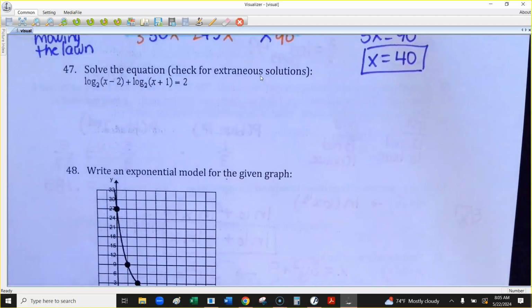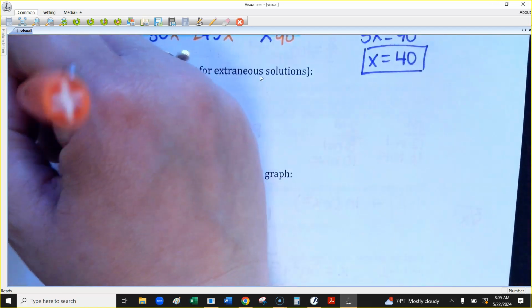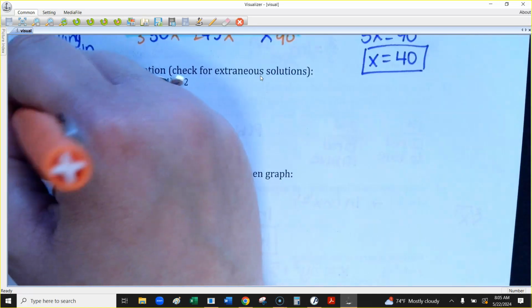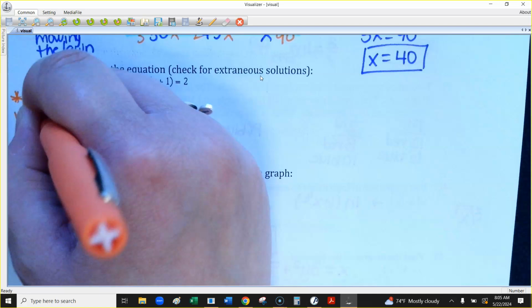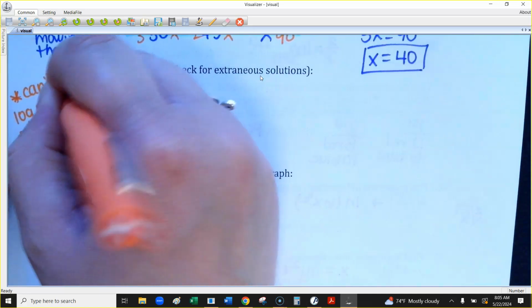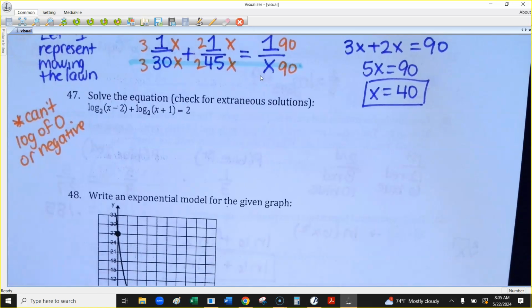Okay, now, I want to remind you of one thing before we start this question. For your extraneous solution, you can't take the log of 0 or a negative. Undefined. Cannot take the log, that's not 40, is it?